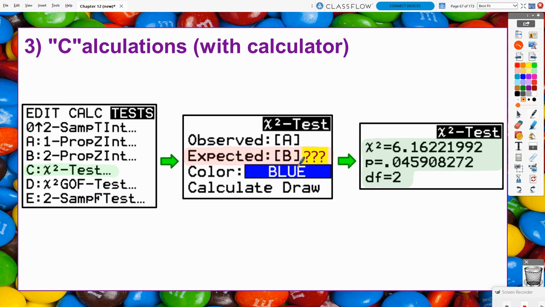Going down to calculate, we get our chi-square test statistic with our p-value. Again, notice these are slightly different than what we got when we used the formula, just because of all the little rounding differences, and that is 100% fine. Notice we still get our 2 degrees of freedom that the calculator automatically figured out for us by doing the rows minus 1 times columns minus 1.